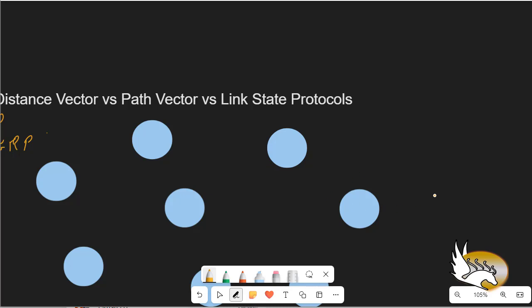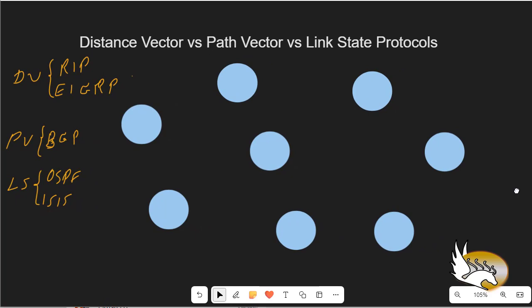So let me just move this a little bit up because for some reason it just moved. And then let's go back to these protocols.